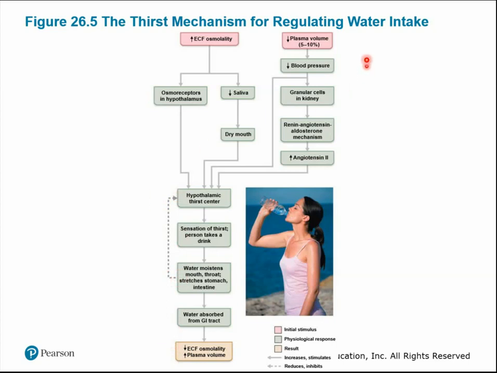Right. Similarly, if we have a low blood plasma volume, that's going to cause our blood pressure to drop. Right? So the kidneys detect that, so they'll kickstart that renin-angiotensin-aldosterone mechanism, right? That can also stimulate our thirst centers.